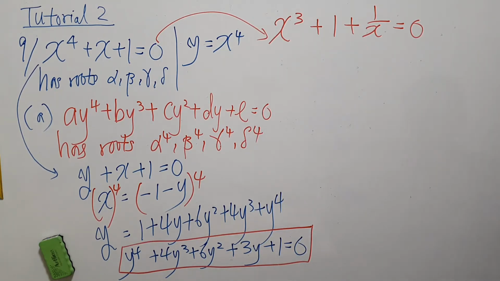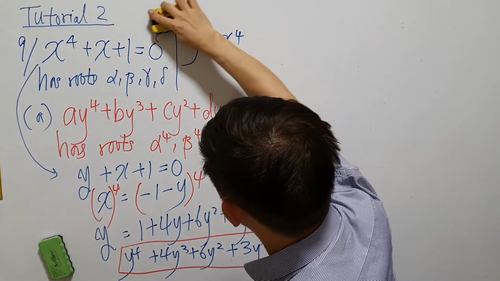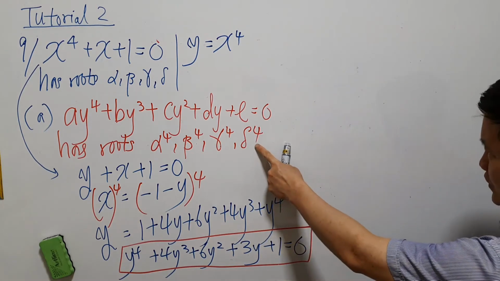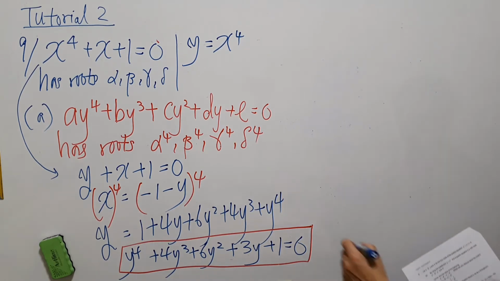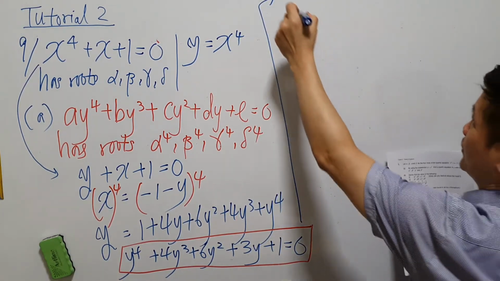Okay, let me retract. I used the wrong equation. Let me try here. Sorry, I used the wrong equation. I should be saying from here. This equation has these as roots. So what I intend to do right now, from this equation, is to divide throughout by y, so that I get y cubed.